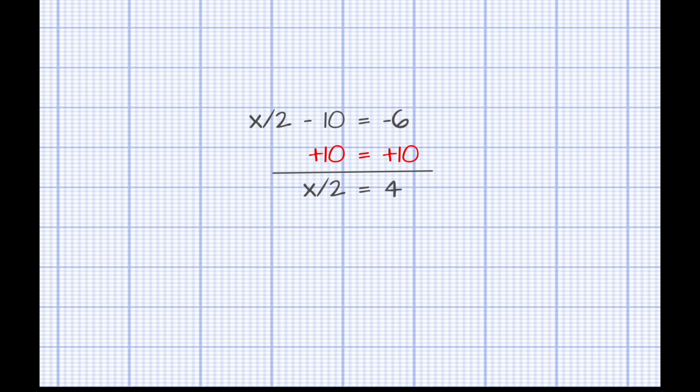The next step is removing the fraction. To do that, we have to multiply the denominator on both sides. So we multiply 2 on both sides. Now we have our answer, x equals 8.